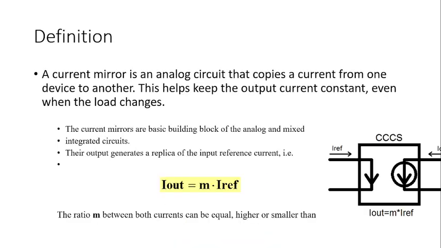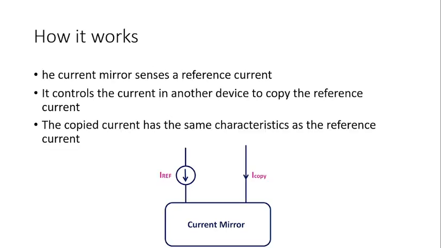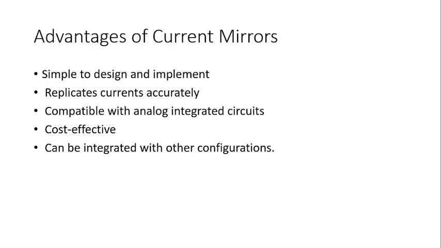This is a very important device for analog IC design. How does it work? The current mirror sends the reference current, which controls the current in another device to copy the reference current. The copied current has the same characteristics as the reference current. Whatever the reference is, it will be copied here, and that helps in IC circuit design. The advantages of current mirrors are that they are simple to design and implement, replicate current accurately, are compatible with analog IC circuits, are cost effective, and can be integrated with other configurations too.